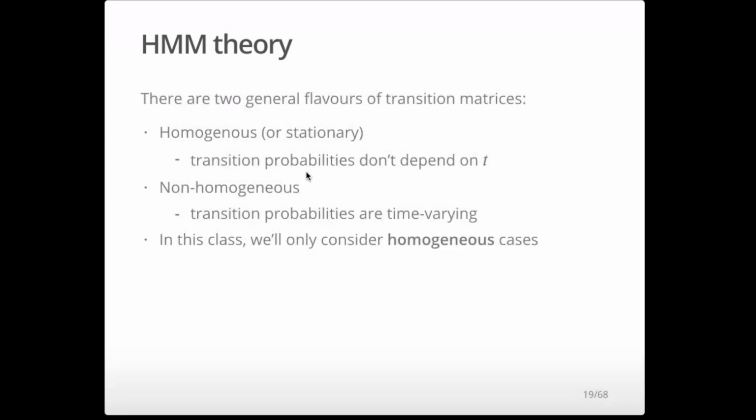Okay, so there's two general types of ways that we can think about parameterizing gamma. Gamma can be homogeneous or stationary, and in this case, gamma doesn't depend on time, it's fixed. Or gamma can be non-homogeneous, and in this case, we could model the transition probabilities themselves as time varying or as some other function. For this class and these examples, we're only worrying about the homogeneous case.